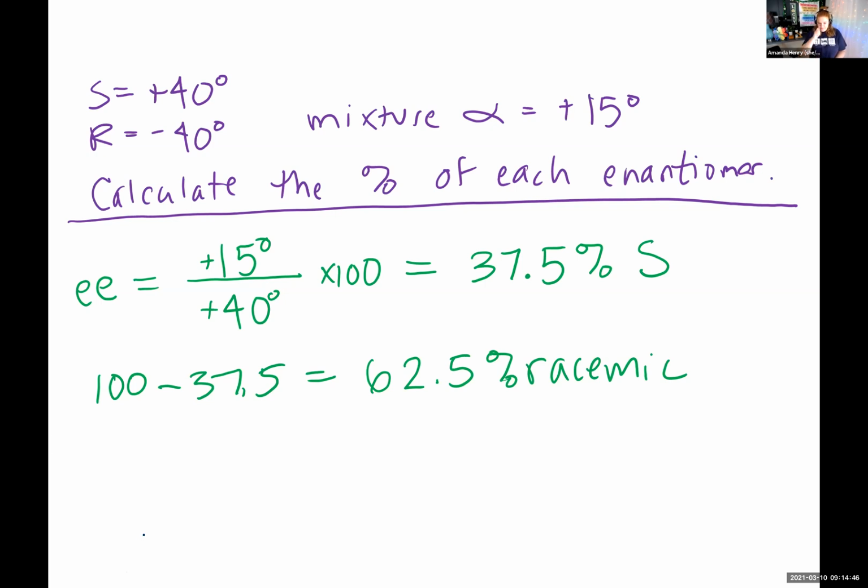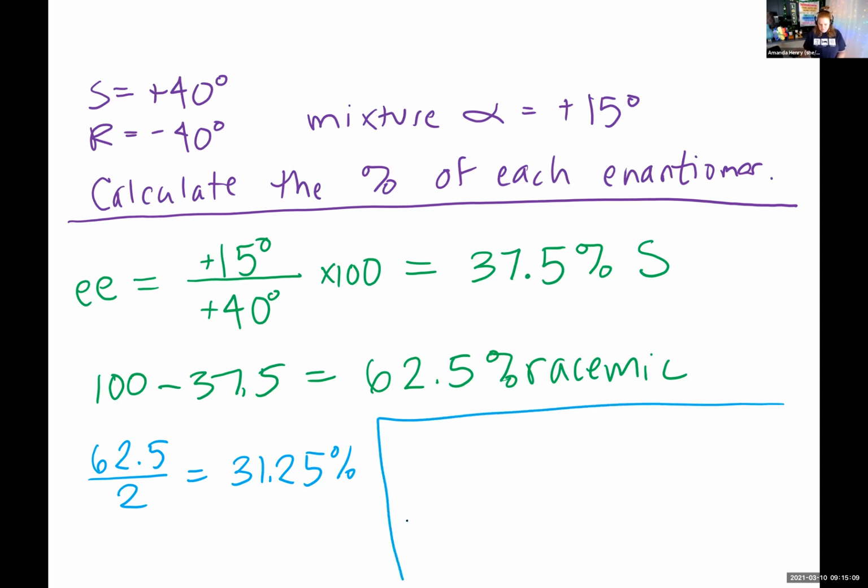All right, here's what we're going to do. A racemic mixture means that it's equal parts R and S. So we're going to take that 62.5 and divide it by 2. And we get 31.25%. So here's how we can think about this solution. 37.5% of it is S. 31.25% of it is S. And 31.25% of it is R.